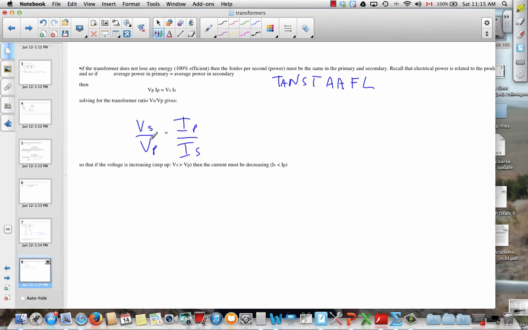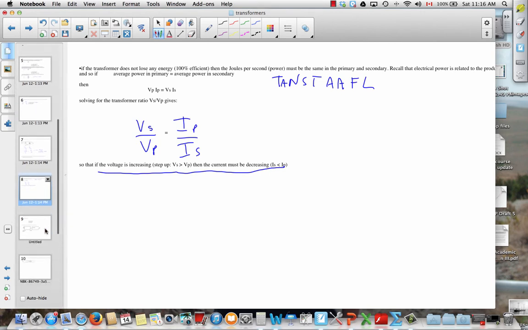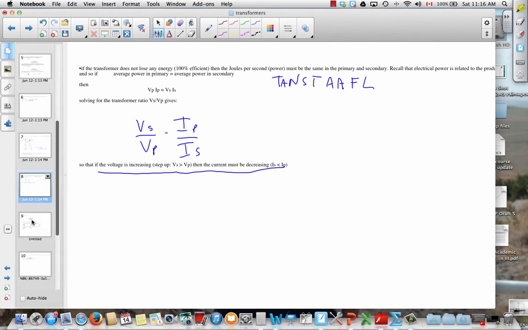And now you say, well, if the voltage is going up, so if this ratio is bigger than 1, then so will this ratio be bigger than 1. That means that the secondary current got smaller. You could also argue as follows: since the product is a constant, if the voltage goes up, the current needs to go down. So there's no such thing as a free lunch. The increase in voltage comes at the expense of a decrease in current.